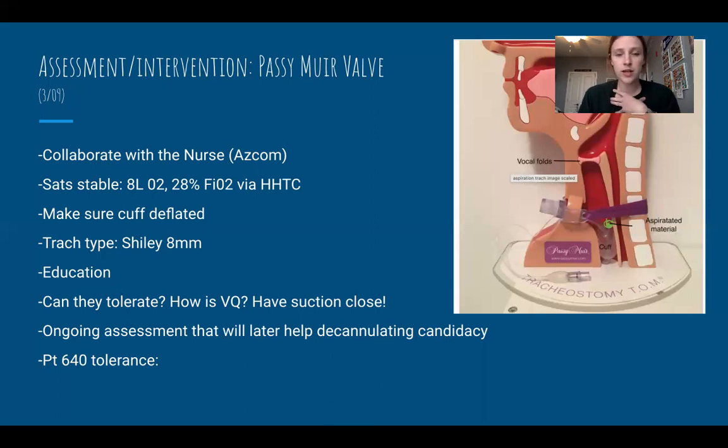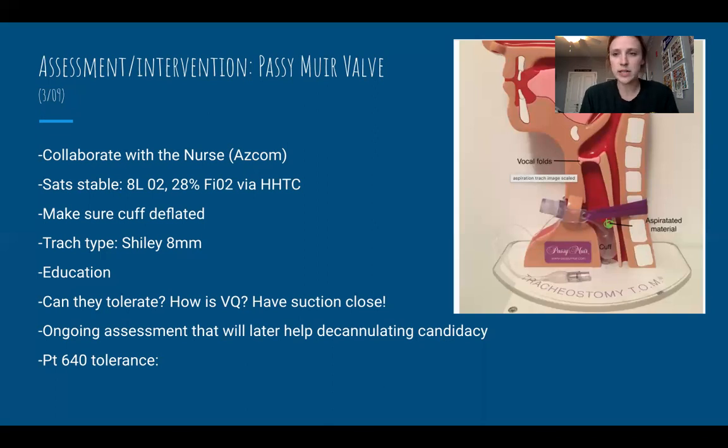So we wanted to make sure the cuff was deflated, and it was. She was managing that for a few days already with it deflated. That was the reason we got consulted in the first place, because she was managing that. So, let's see if she can manage another type of occlusion. The trach type that she had was a Shiley 8 millimeter.